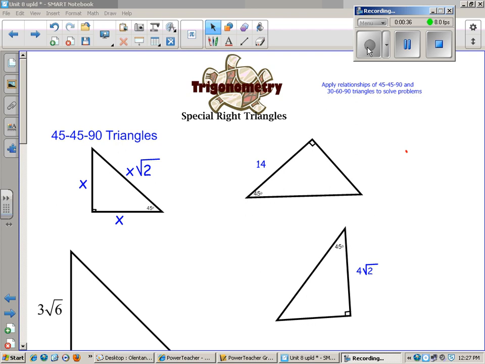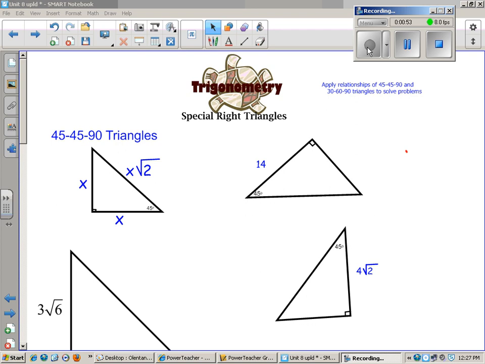Isosceles, right. Because if the two base angles are the same, doesn't that mean the sides have to be the same? So that's how we get our first relationship. Whatever this side is, this side has to be the same, right? So if this side is 3, this side is 3.